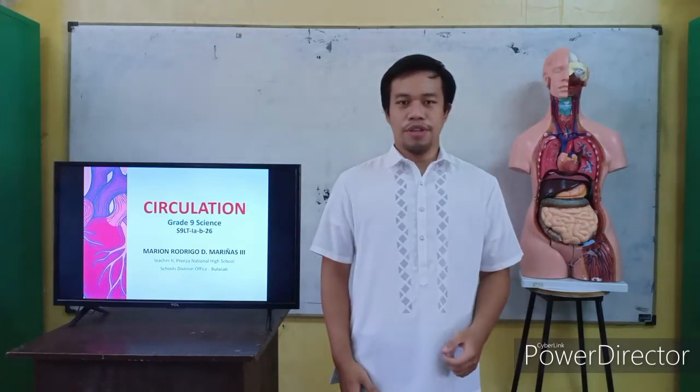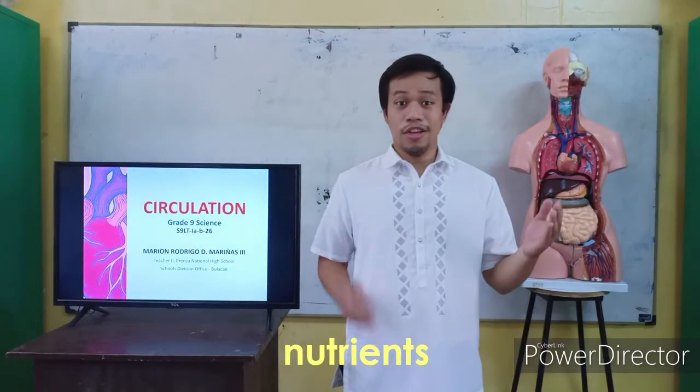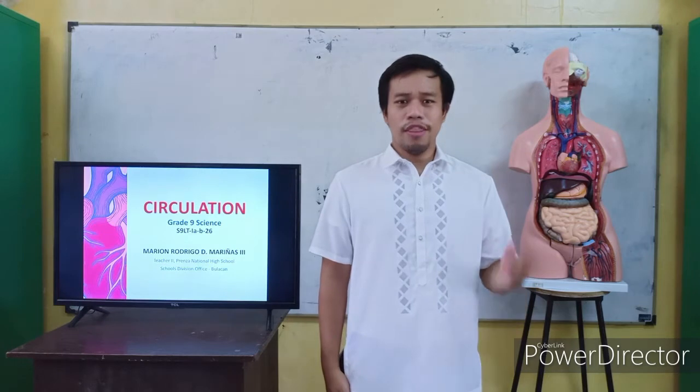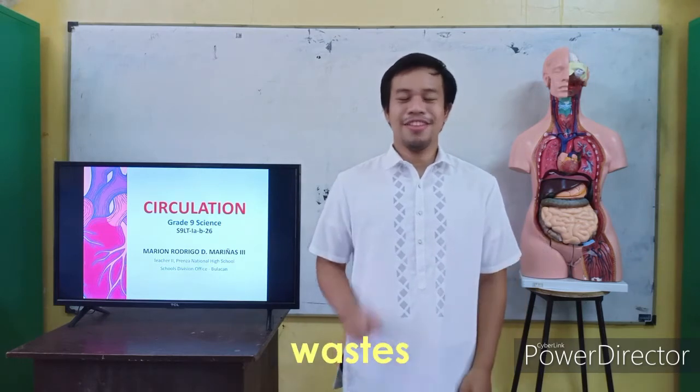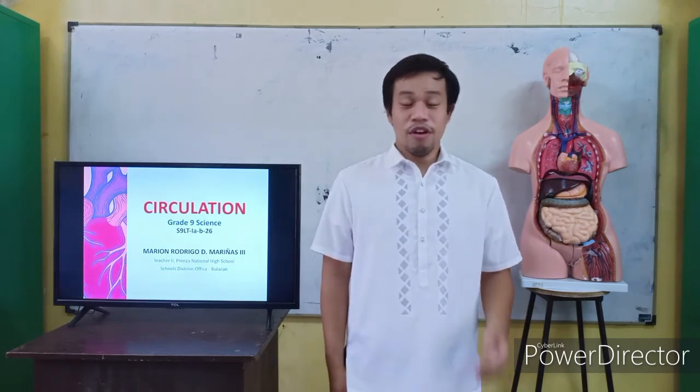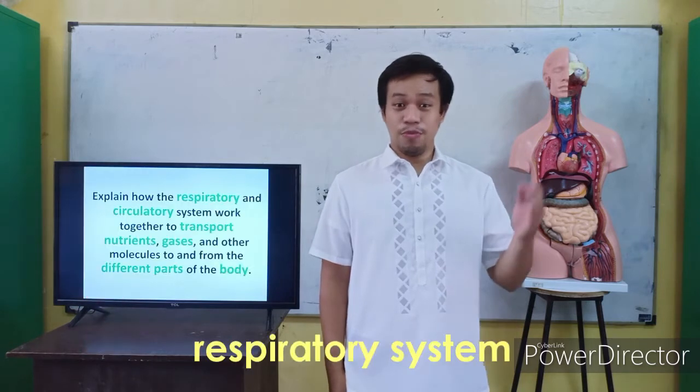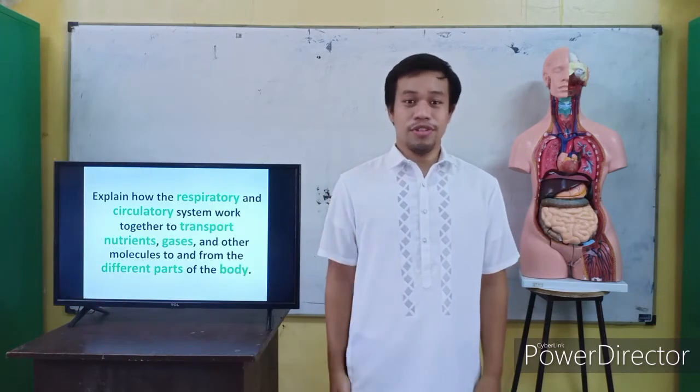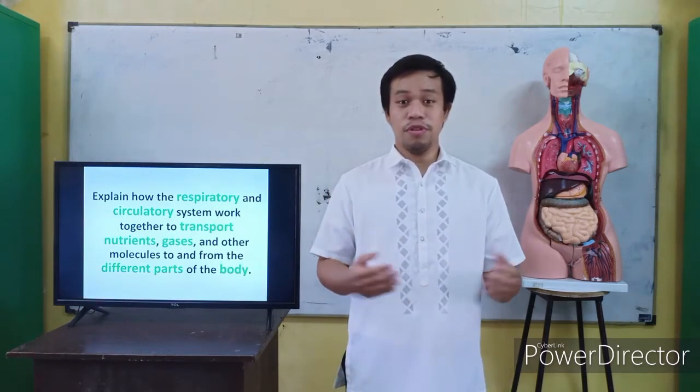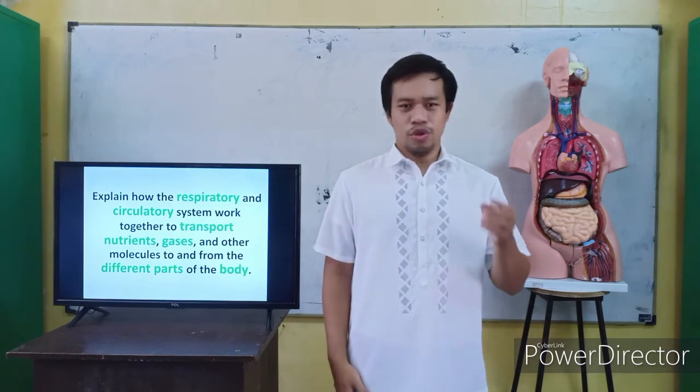Had it ever crossed your mind how our body gets the oxygen and nutrients into all parts of our body and the carbon dioxide and waste out of it? Now, you're in for a treat. For this day, we're going to discuss how the respiratory system and the circulatory system work together to distribute these materials throughout our body. So are you now ready?